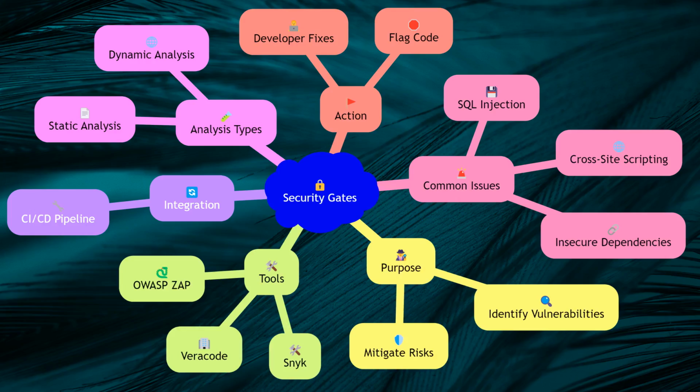Security gates are critical for identifying and mitigating vulnerabilities early in the development process. Tools like OWASP ZAP, Snyk, and Veracode can be integrated into the CI/CD pipeline to perform static and dynamic analysis of the code. These tools scan for common security issues such as SQL injection, cross-site scripting, and insecure dependencies. If vulnerabilities are detected, the code is flagged, and developers are required to address the issues before proceeding.